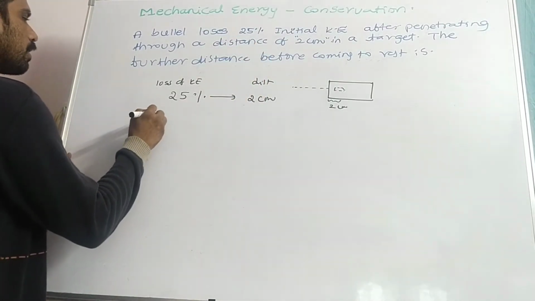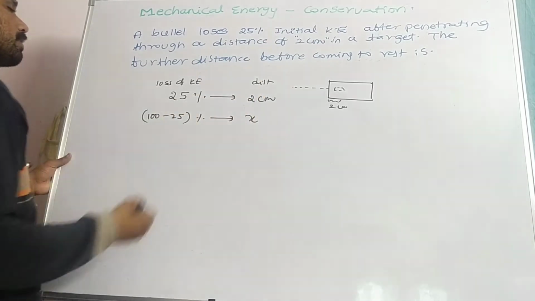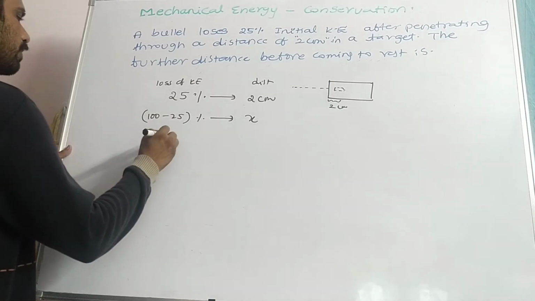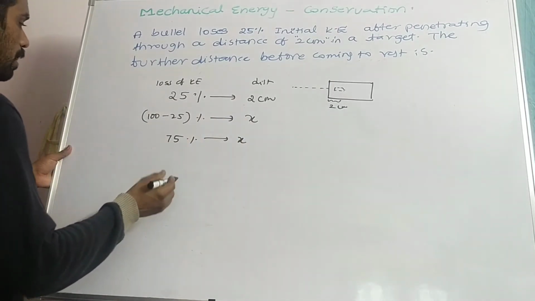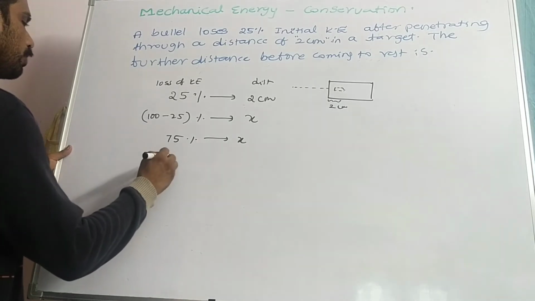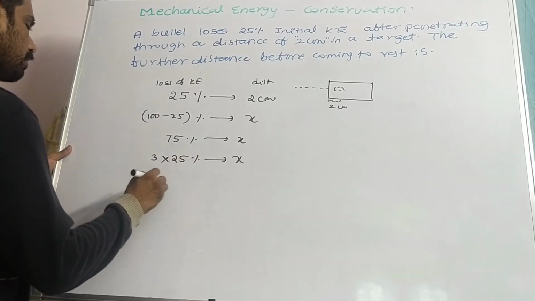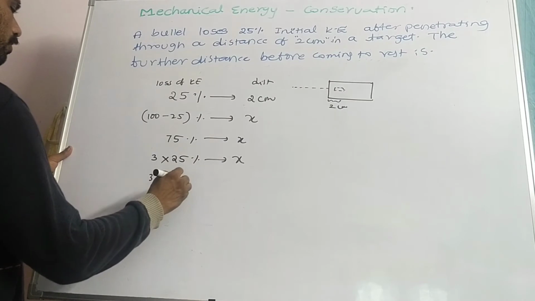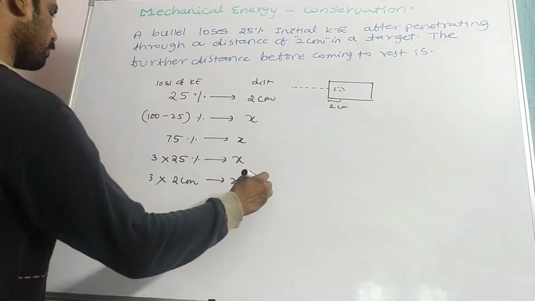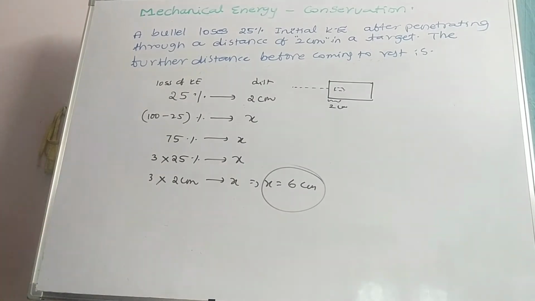What about the remaining percentage of kinetic energy? That is 100 minus 25%, which is 75%. For that, say the distance is x. So for 75%, it is x centimeter. Then it can be written as 3 into 25% is x, and for 25% it is travelling 2 centimeter. So that implies x is equal to 6 centimeters.